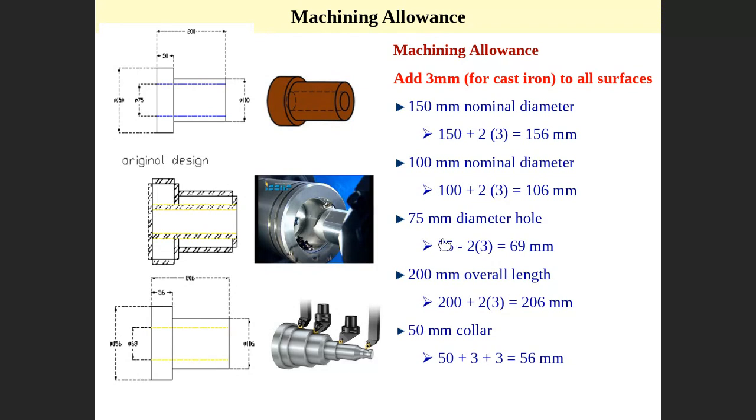Then only for the hole, when you talk about 75, you subtract 6 millimeter. The 200 millimeter, which is this one, we added 3 millimeter and 3 millimeter, becoming 206, and 50 millimeter, which is this length, we added 3 millimeter and 3 millimeter, becoming 56. That's what we described last time. This is in case of machining allowance.